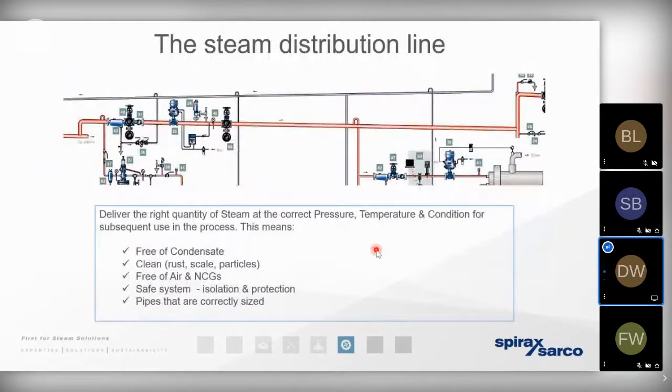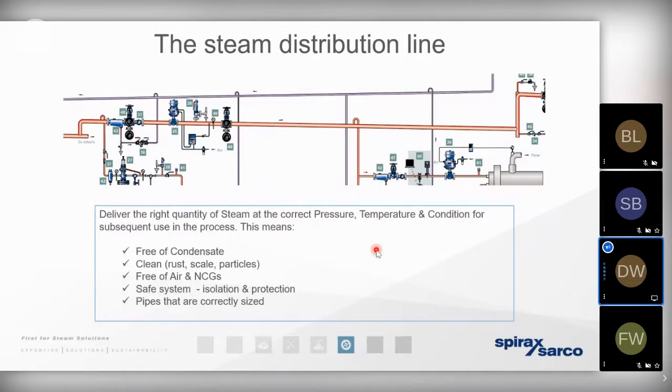Whenever we're distributing steam from the point of generation to the point of use, we need to remember that run of pipework can be hundreds, if not thousands of meters in length, in the case of larger oil refineries for example. So there is an opportunity for that excellent condition of steam to degrade. And if we get a poor condition of steam at the process, we've really wasted our time in being on point in generating a good condition of steam in the boiler house.